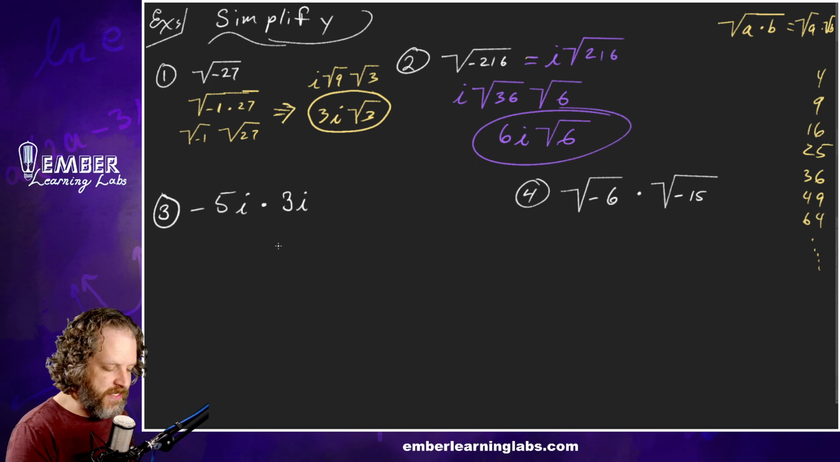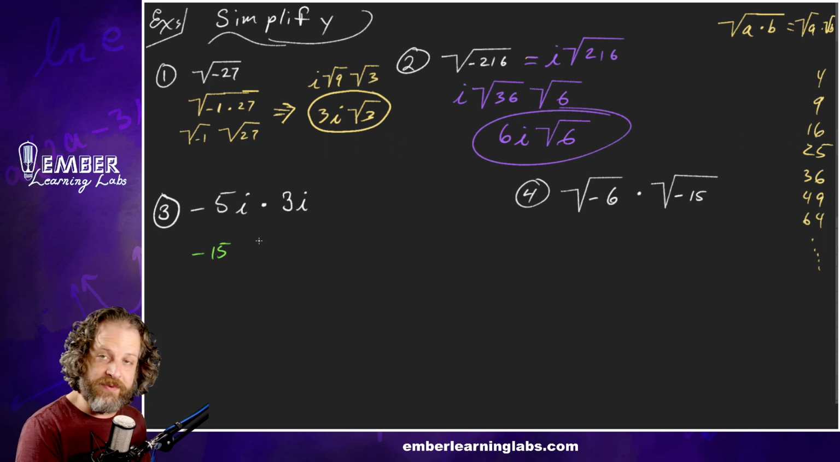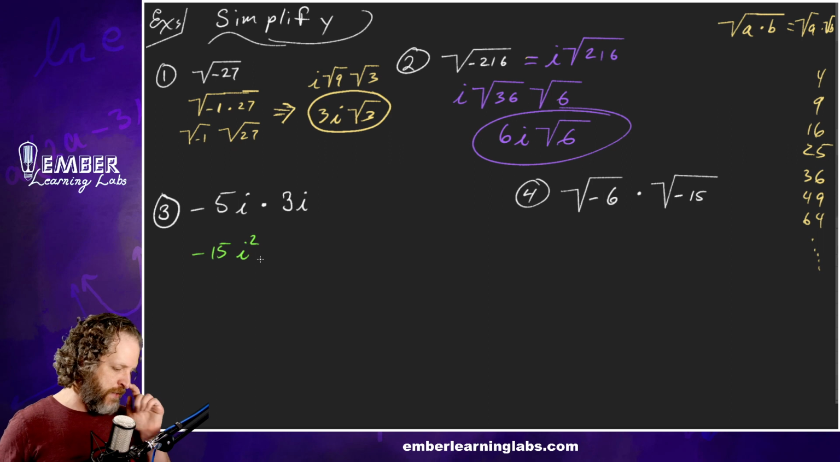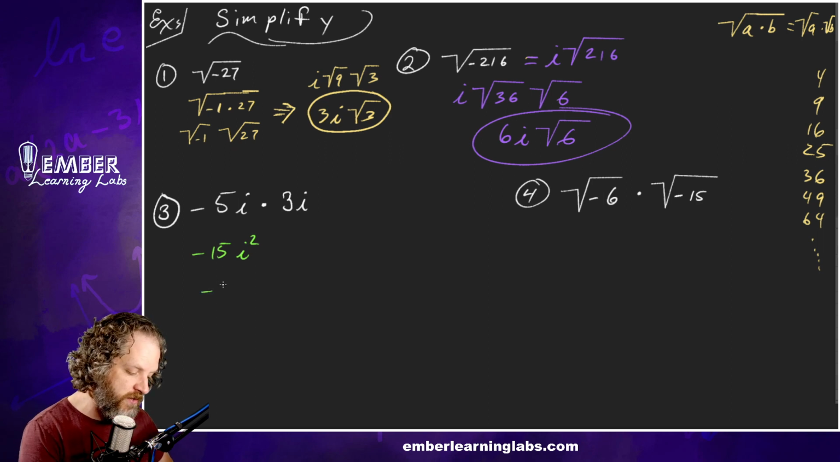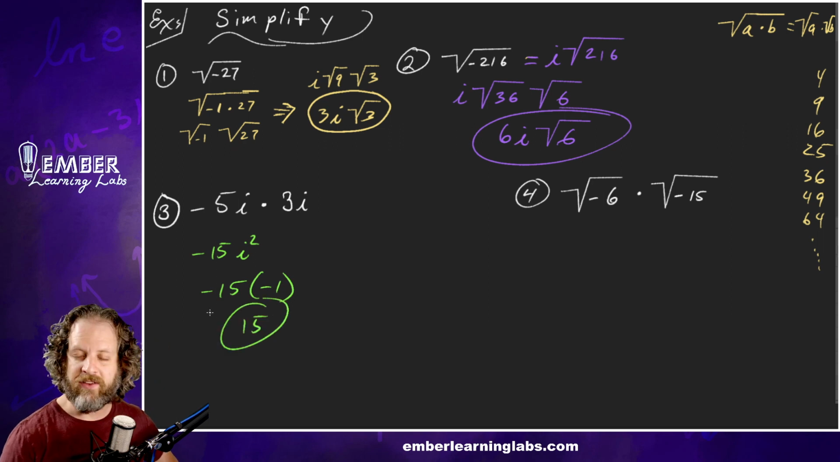All right, this one's a little bit different. This one we're going to go ahead and do this multiplication, right? So -5 times 3 is -15. i times i is i squared. What does i squared equal? Look back at a page in your notes. i squared equals -1, so this will turn into -15 times -1, which is 15. That one's nice, isn't it?